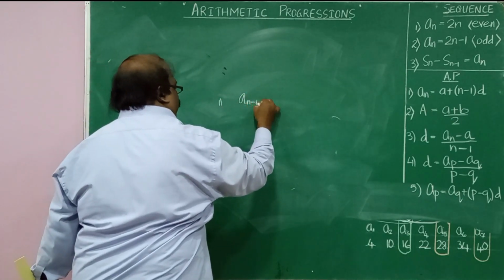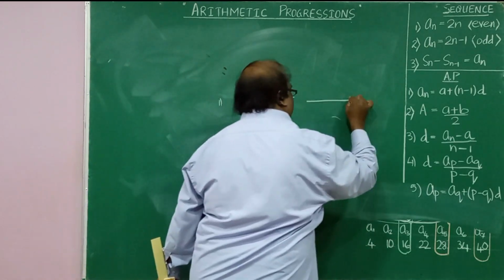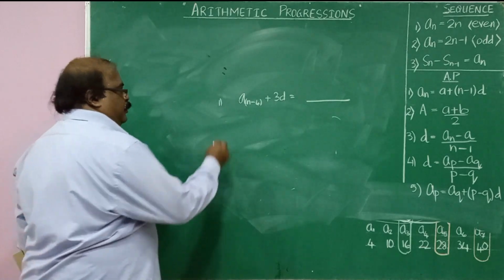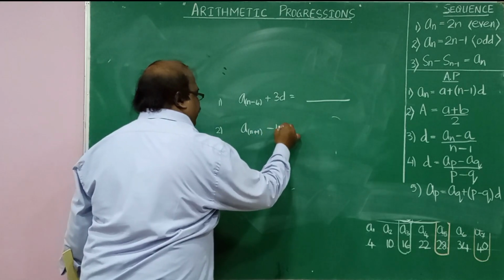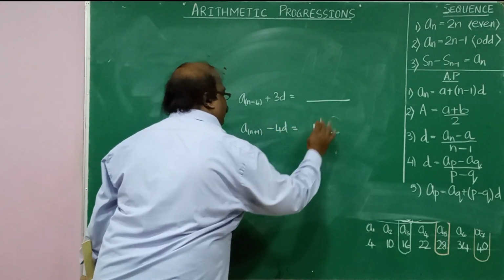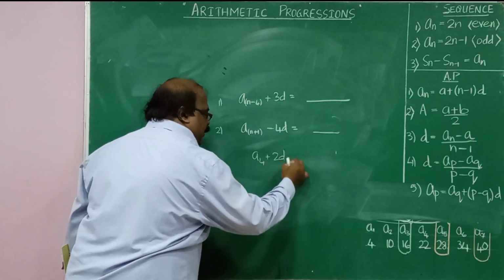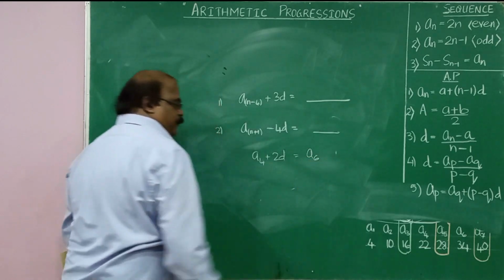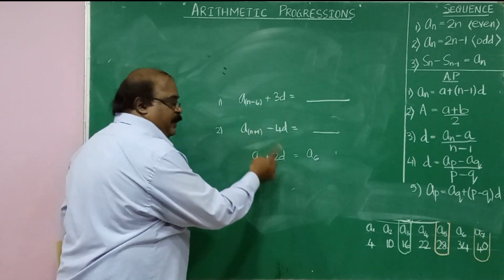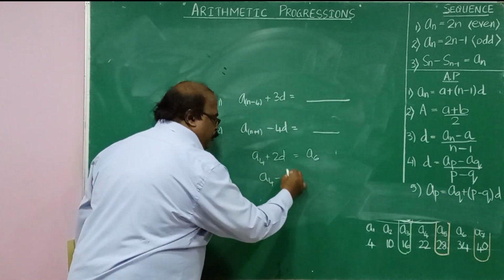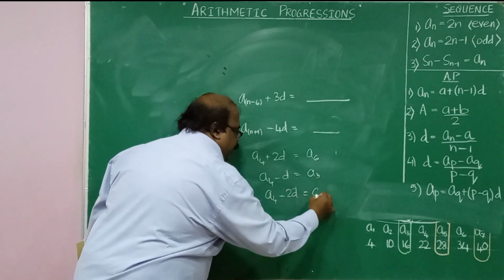E of n minus 4 plus 3D is equal to dash. Second, E of n plus 1 minus 4D is equal to dash. Now when I ask you what is A4 plus 2D, at once you know that the answer is A6. A4 plus 3D, A7. A4 minus D, A3. A4 minus 2D, A2.